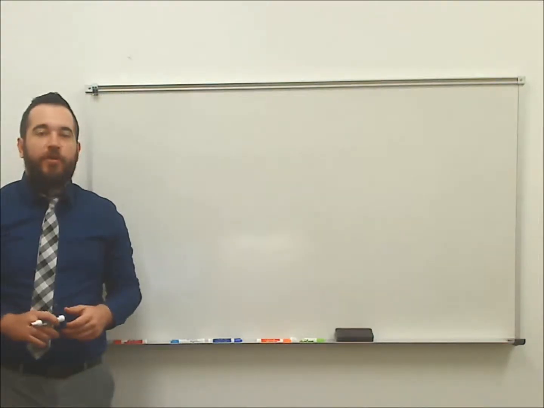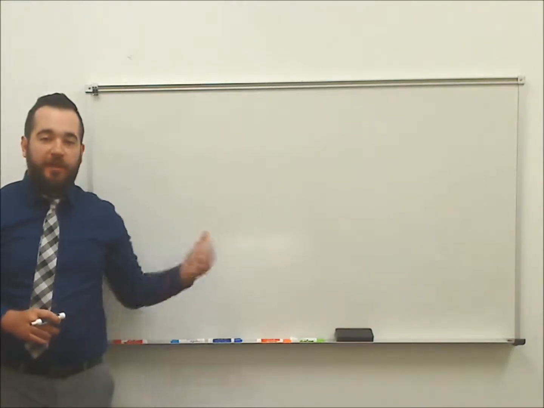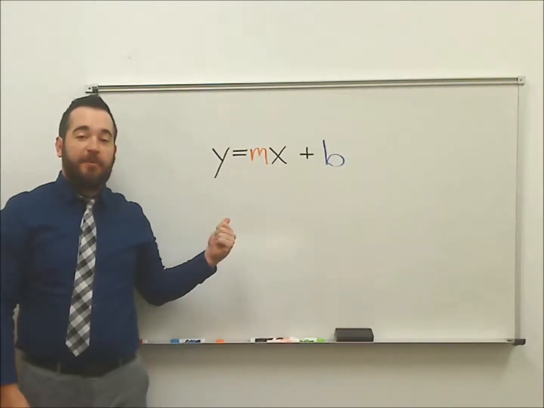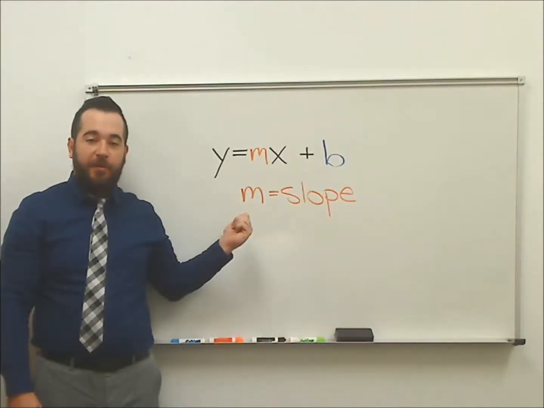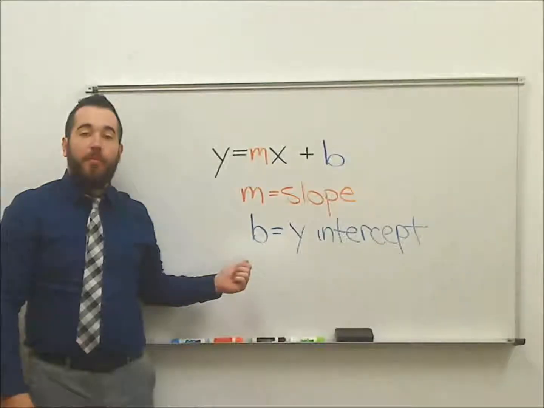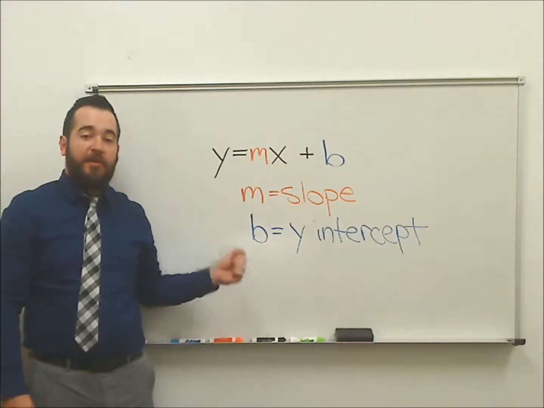Once you have a linear equation, it can be put into something called slope-intercept form. Slope-intercept form looks like this: y = mx + b. Now, m is your slope, and b is your y-intercept. This is where your graph crosses the y-axis, like this.